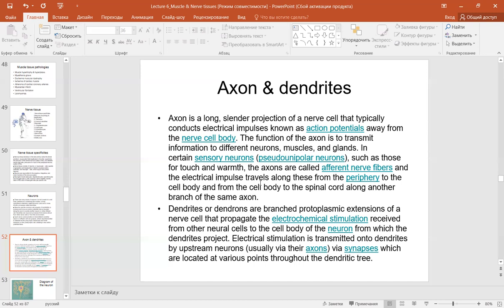Dendrites or dendrons are branched protoplasmic extensions of the nerve cell that propagate the electrochemical stimulation received from other neural cells to the cell body of the neuron from which the dendrites project. Electrical stimulation is transmitted onto dendrites by upstream neurons, usually via their axons, via synapses, which are located at various points throughout the dendritic tree.